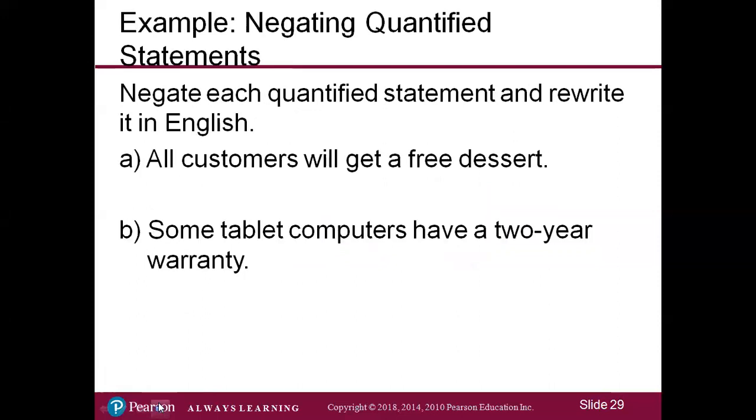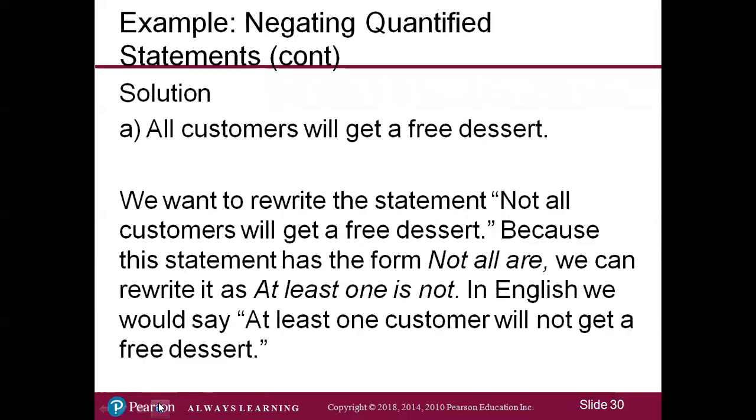Negate each quantified statement and rewrite it in English. All customers will get a free dessert. Not all customers will get a free dessert. At least one customer will not get a free dessert. Some tablet computers have a 2-year warranty. Well, we can't say some don't because we already know that. So if some do and we negate this, then none do. So no tablet computers have a 2-year warranty.